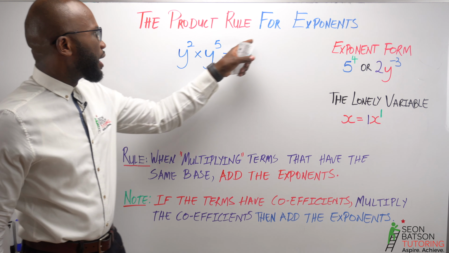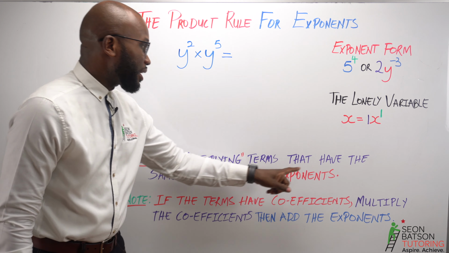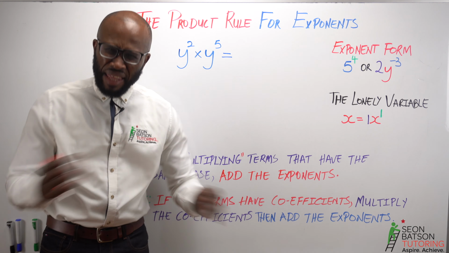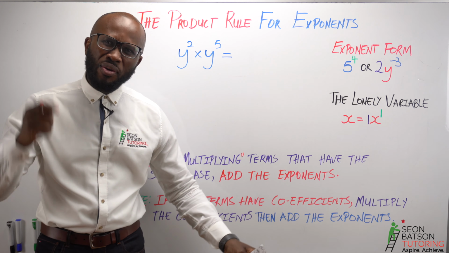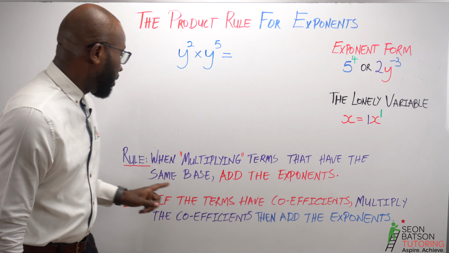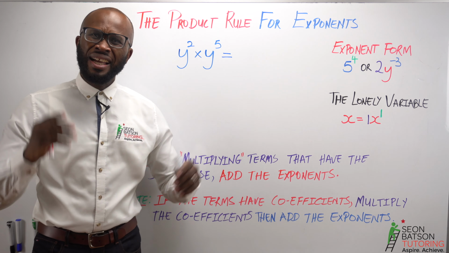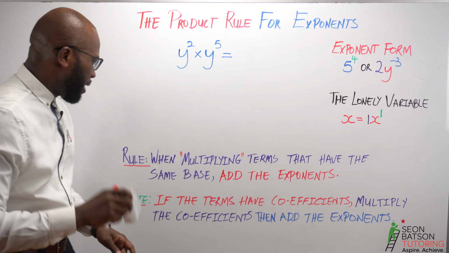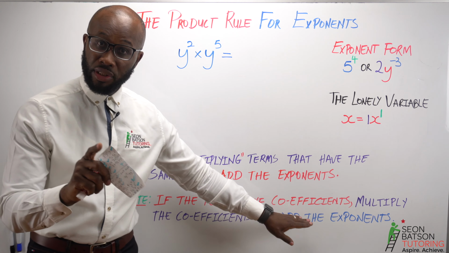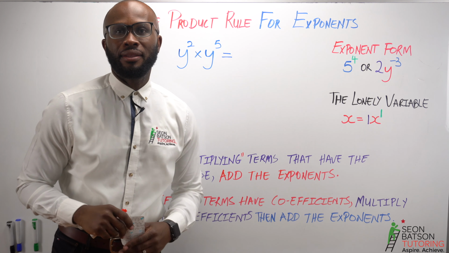The product rule for exponents states, when multiplying terms that have the same base, we can add the exponents. That's it. A very simple rule, yes? When multiplying terms that have the same base, we can add the exponents. How are you feeling? Perfect. Now, here's an extra note to keep in mind. If the terms have coefficients, we will multiply the coefficients, then add the exponents, yes?